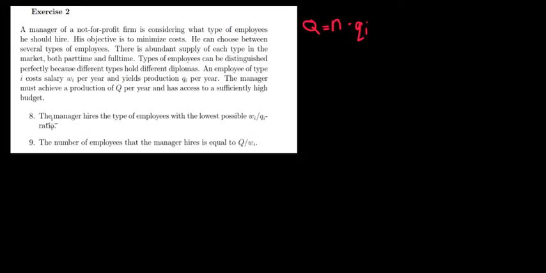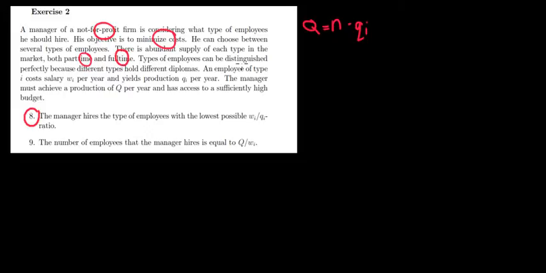Let's solve question 8 in this video. So what do we have here? We have a manager of a not-for-profit that wants to hire employees. The objective is to minimize costs. Okay, we have an abundant supply of employees, both part-time and full-time.